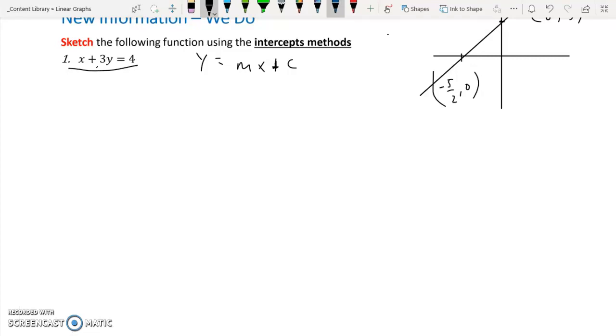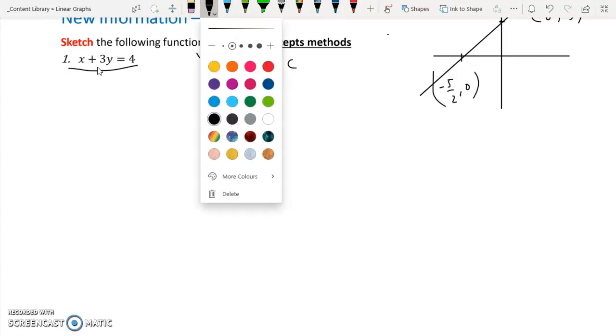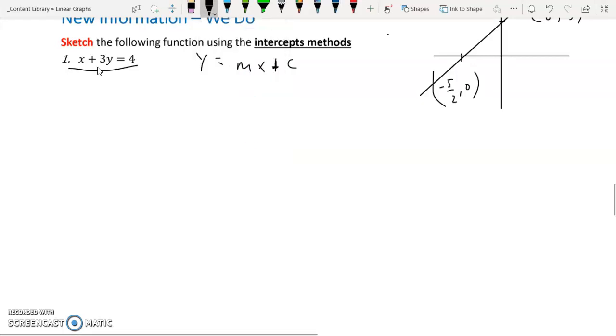Okay, so here we're going to start off by finding, why is that not happening? Okay, I was going to use a blue pen, but something's wrong with my pen.